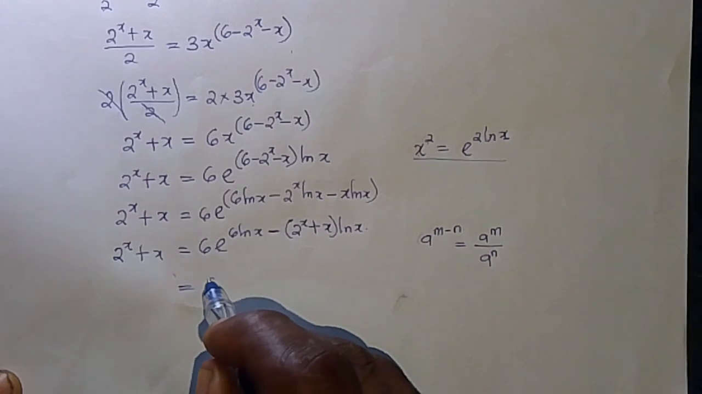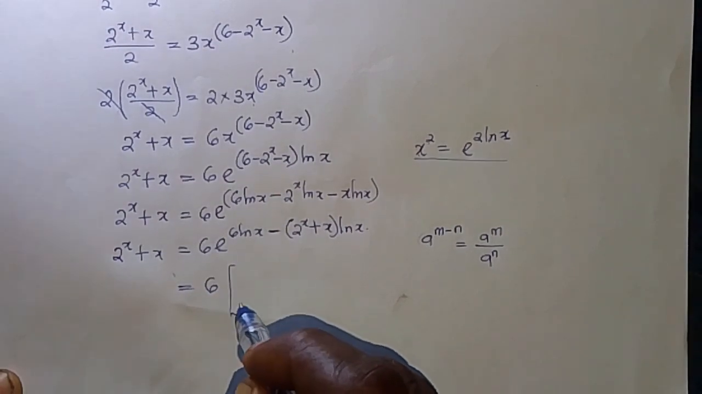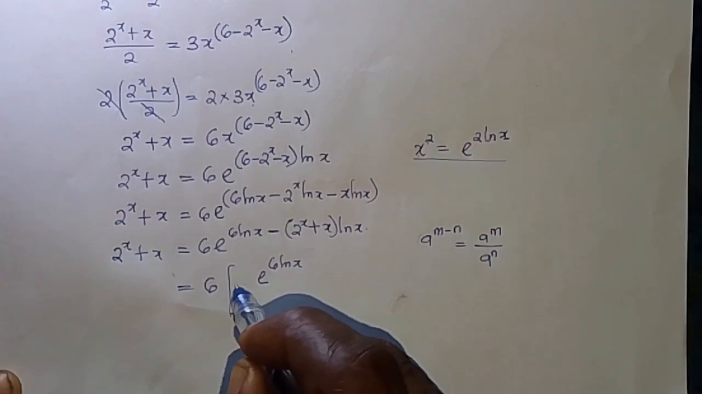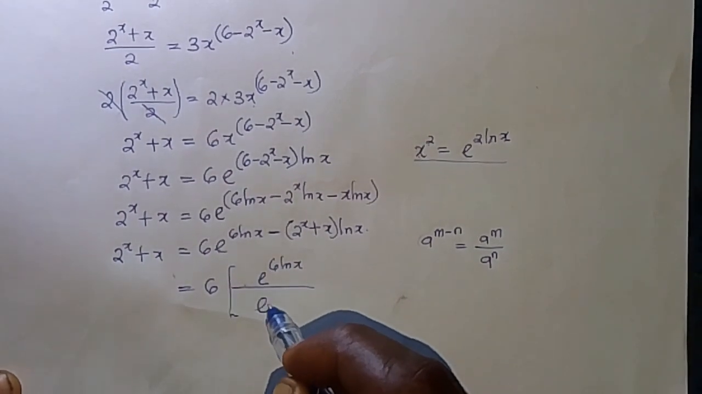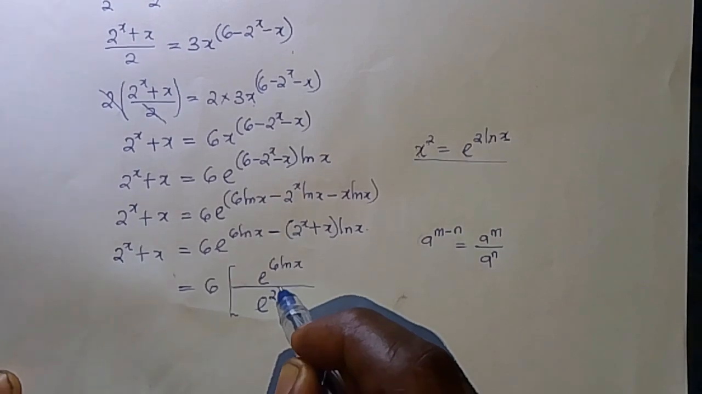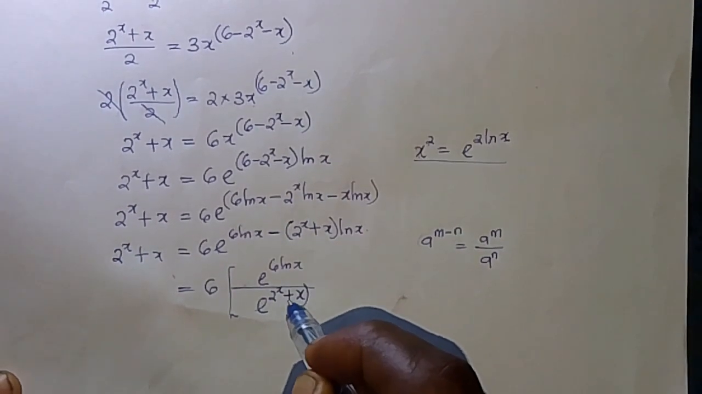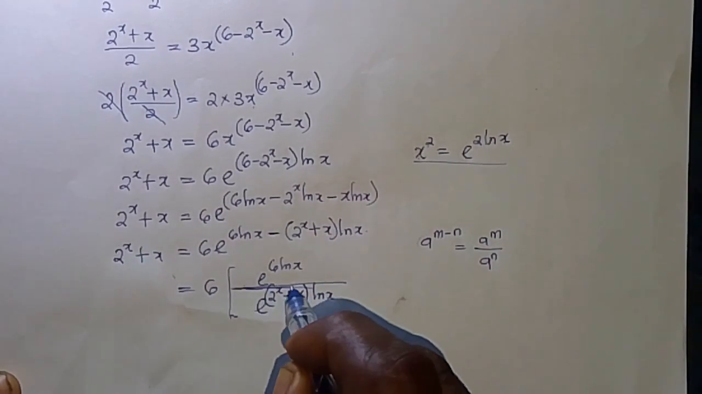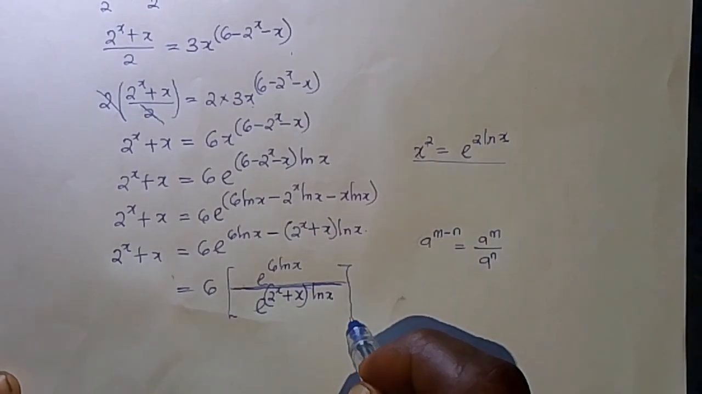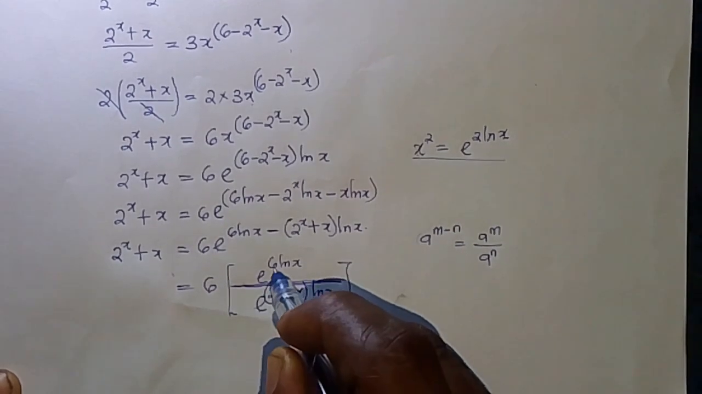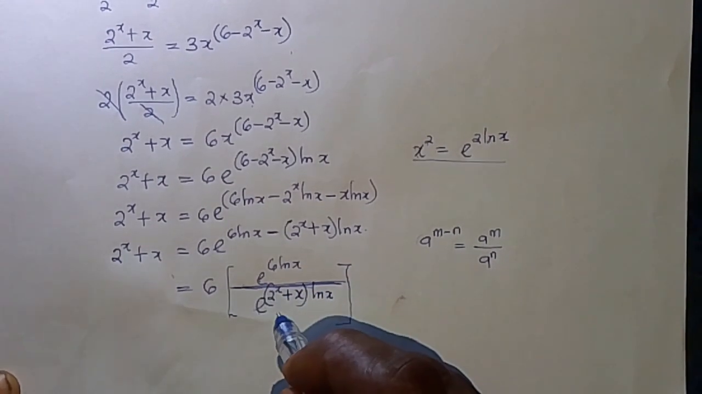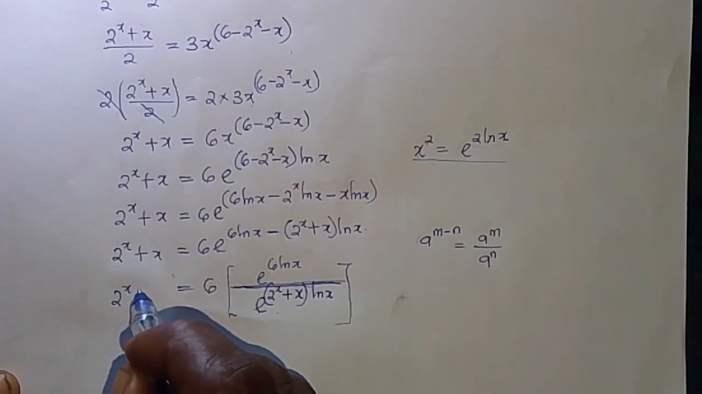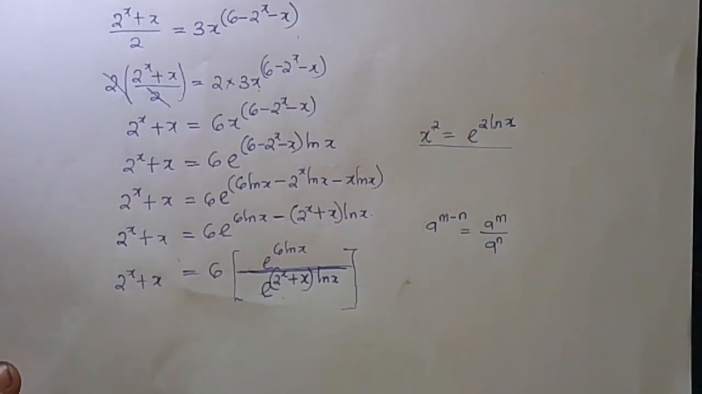Then we'll be having 6 multiplied by e to the power of 6 ln x divided by e to the power of 2 to the power x plus x, all multiplied by ln x. Recall that the whole of this is the exponent of e, and this is the exponent of e. This is the denominator and this is the numerator. So on the left hand side we are having 2 to the power of x plus x, and this is what we are having at this point.